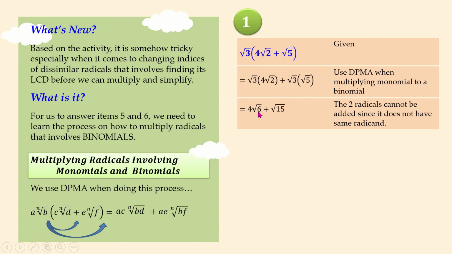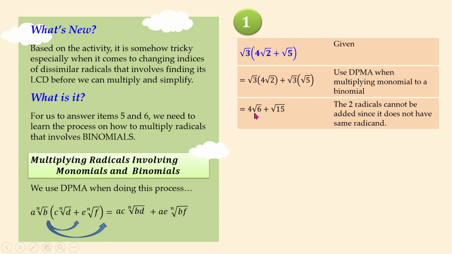Can we factor out the 6? 6 is not a perfect square. The nearest perfect squares to 6 are 4 and 9. So 6 is irrational. Then 3 times 5 is 15. 15 cannot be factored out since the nearest perfect square is 16. So 15 is irrational. So therefore, that is our final answer.